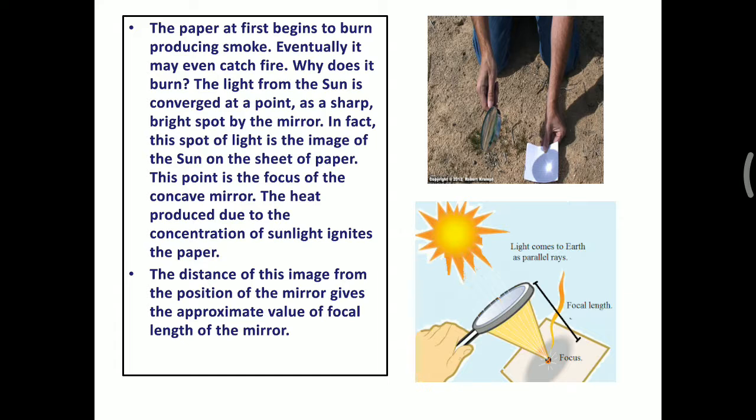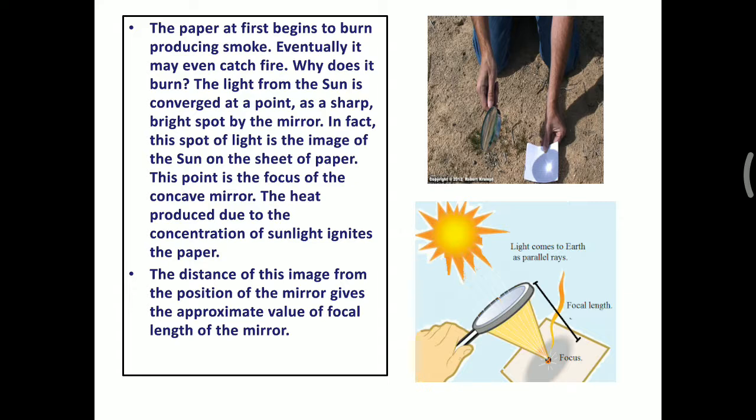The paper at first begins to burn, producing smoke. Eventually, it may even catch fire. Why does it burn? The light from the sun is converged at a point as a sharp, bright spot by the mirror. In fact, this spot of light is the image of the sun on the sheet of paper. This point is the focus of the concave mirror. The heat produced due to the concentration of sunlight ignites the paper.